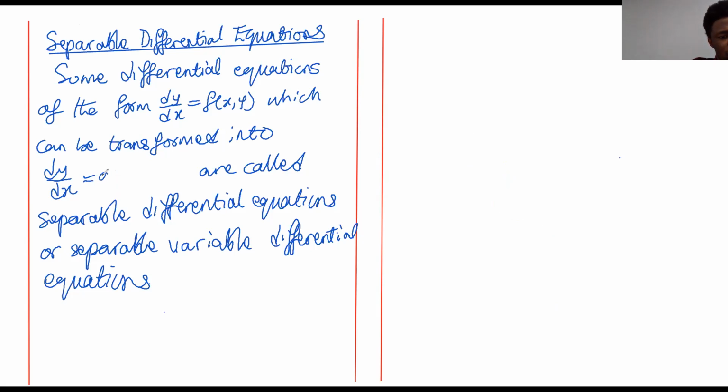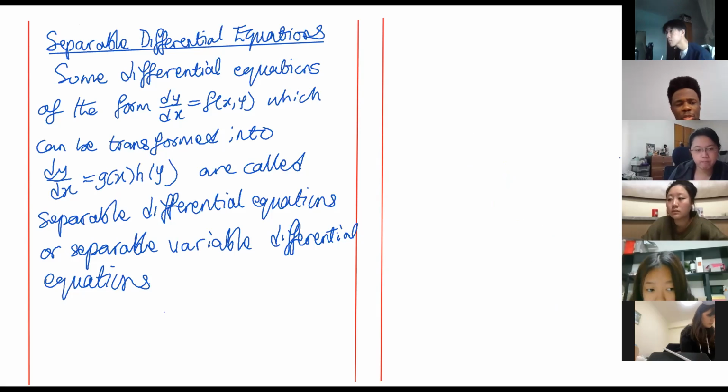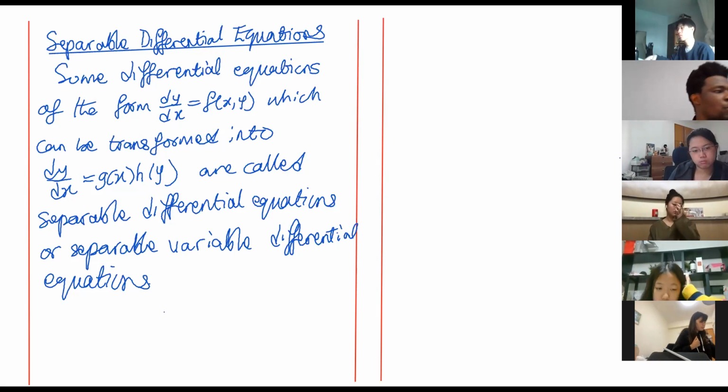So let's call it G of X, H of Y. I hope everybody understands why I changed that, because we don't want to assume it's the same F we are talking about. Once it can be transformed into this form, these are separable differential equations, that is, differential equations where the variables can be separated, even though they appear to be implicit in X and Y.